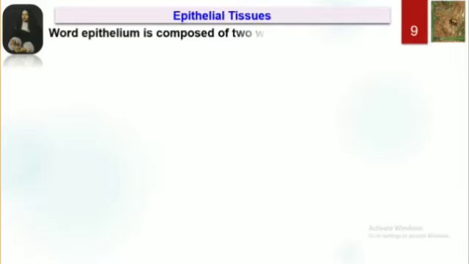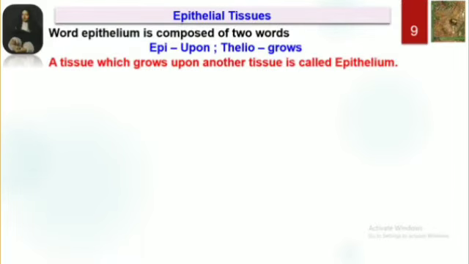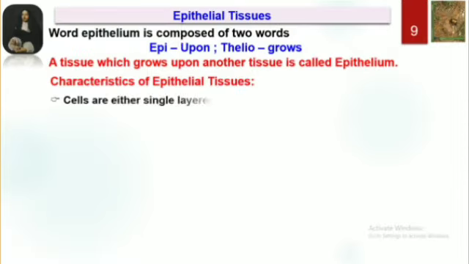Now let us focus on epithelial tissue. As the word says, epithelium has 2 words, epi, upon, and thelios, grows. A tissue which grows upon another tissue is called epithelium or epithelial tissue. So let us see what the characteristics of epithelial tissues are.